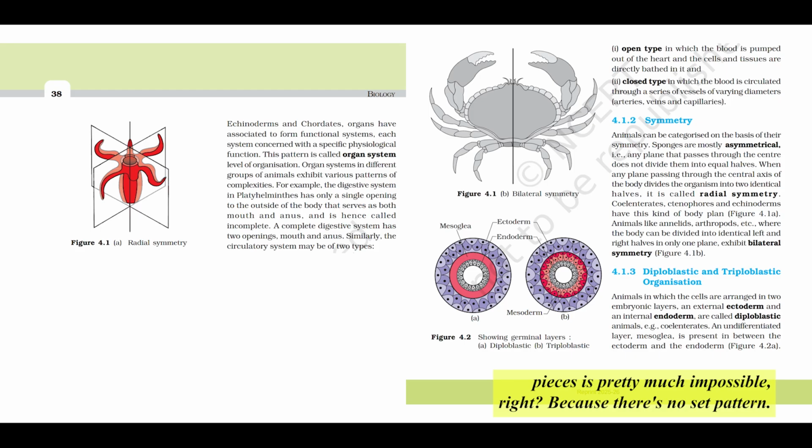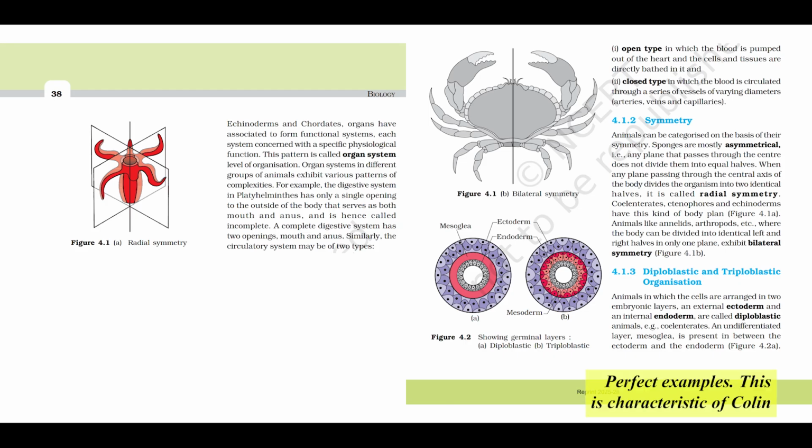Because there's no set pattern. Exactly. This lack of symmetry fits well with their sessile filter-feeding lifestyle. They don't really need a front or back. Okay, then what? Next is radial symmetry. An organism has radial symmetry when any plane passing through its central axis divides the body into two identical halves. Think of a pizza or maybe a bicycle wheel.